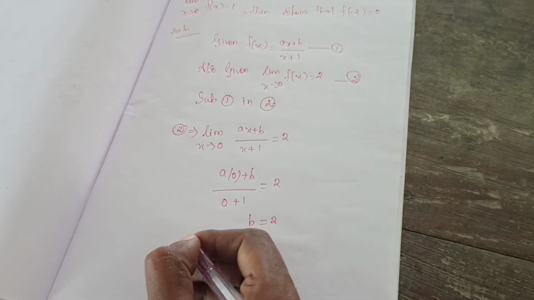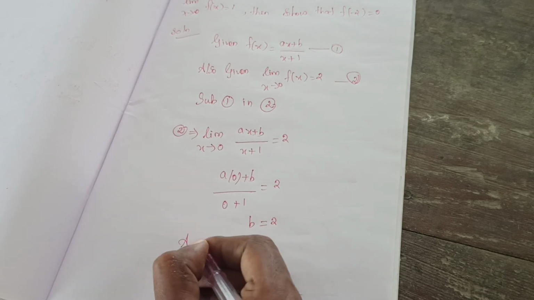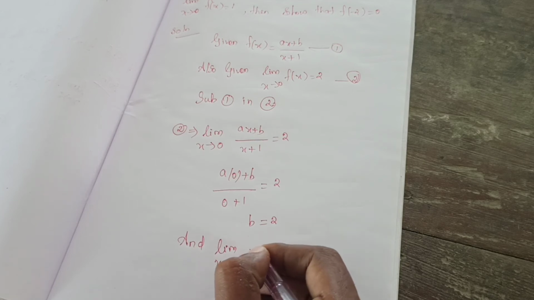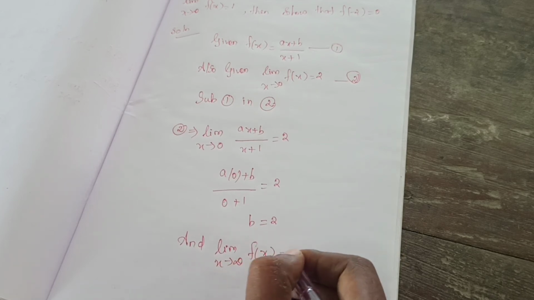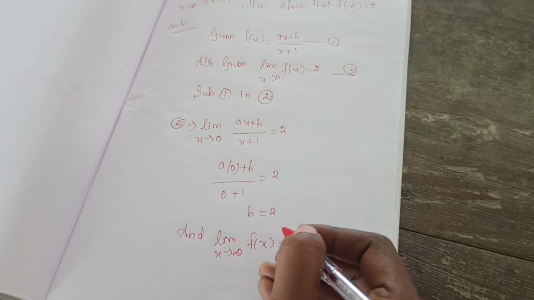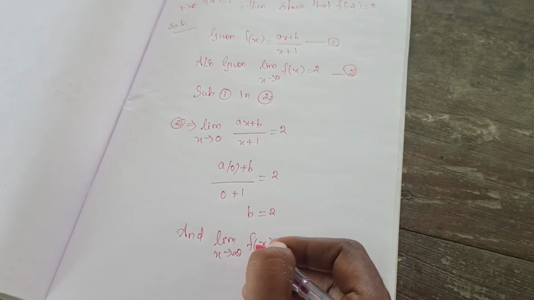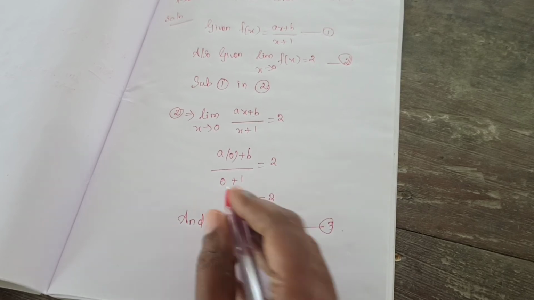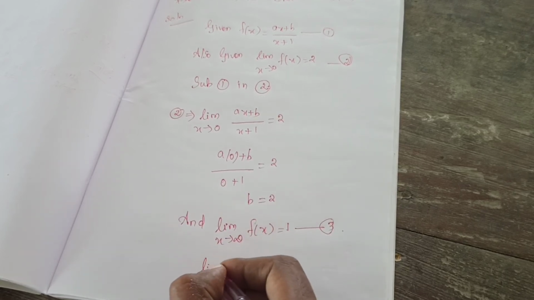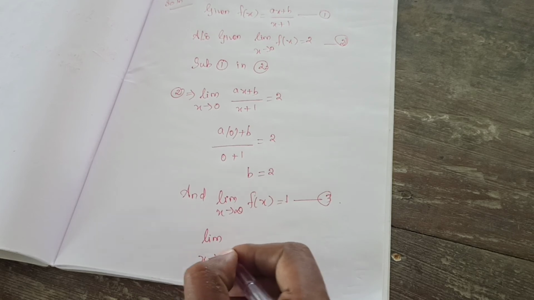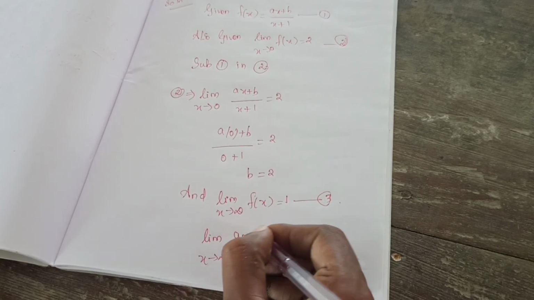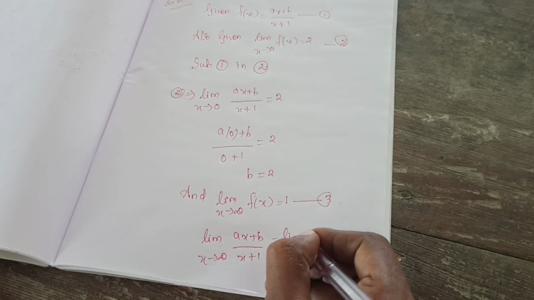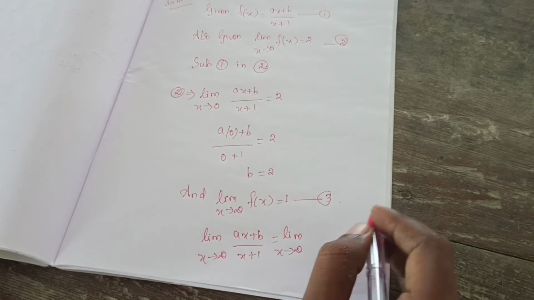And one more value is given in the question. And limit x tends to infinity, f of x is equal to 1 is also given. Is it right? So here also we need to do. Take this as equation number 3. Here also substitute the same value in the place of f of x. So limit x tends to infinity, ax plus b divided by x plus 1 is equal to limit x tends to infinity.